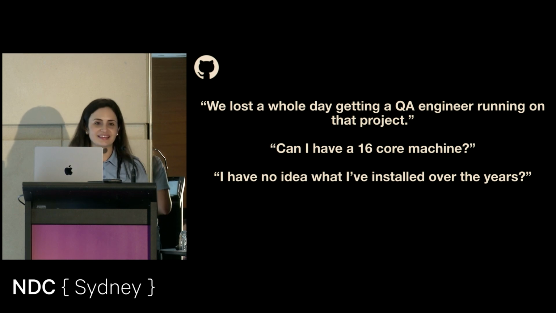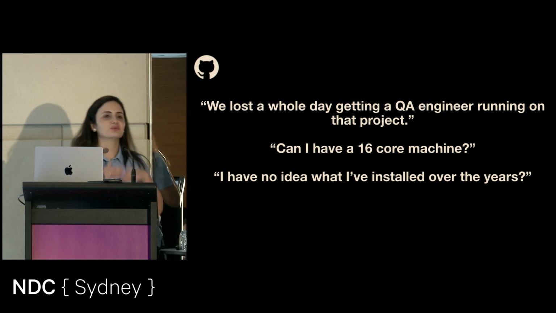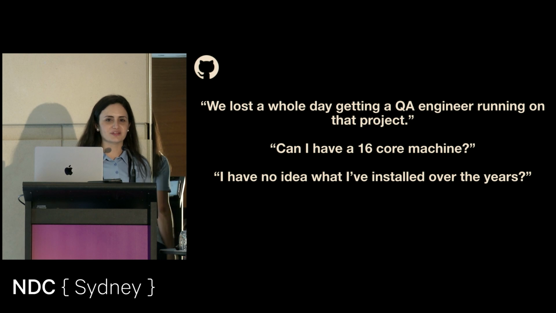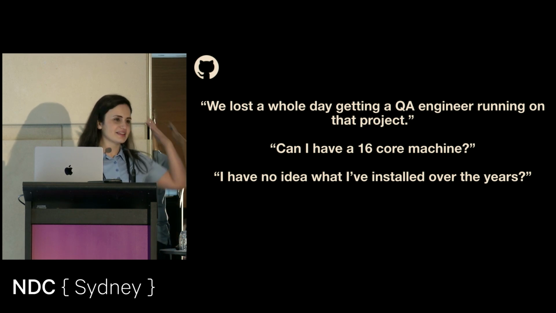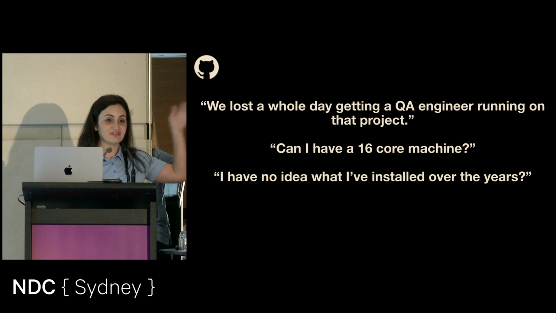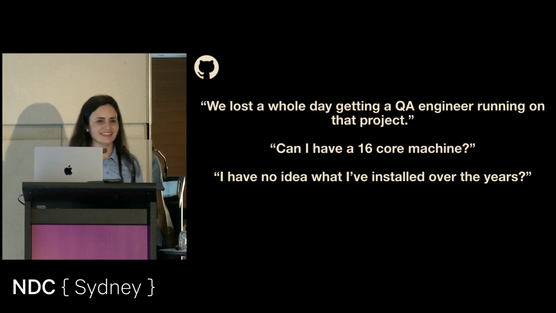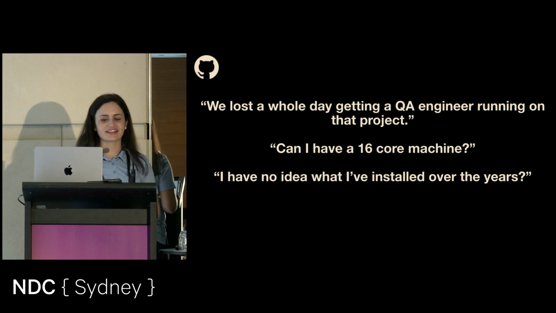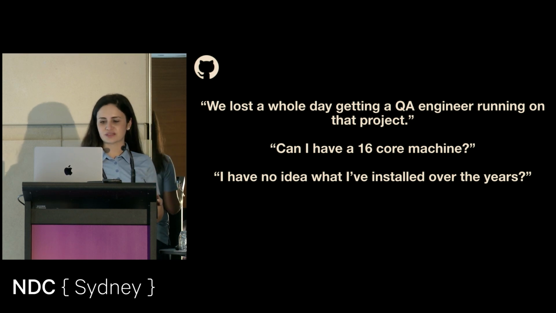The second one, can I have a 16-core machine or whatever spec that you want? Who works in a company where you can ask the IT department for a super powerful machine and they will give it to you in a day, 2, 3, 4? That's super lucky. Not 4 weeks, maybe. So that's good if you can get it that quickly. The process is always very slow when it comes to requesting these machines.